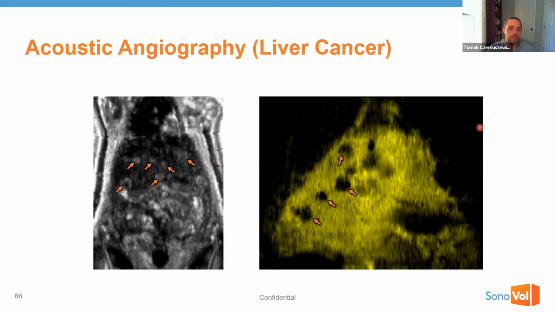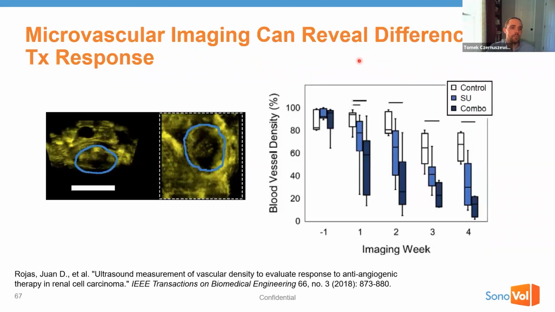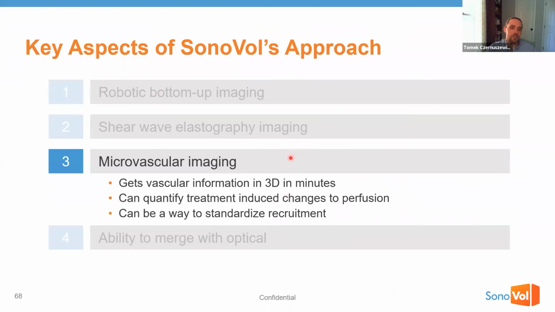HCC is something that is of interest. We've done some validation studies. As I said at the beginning of the talk, oncology was one of our primary focuses. We've done some validation studies demonstrating that these different vascular parameters can be used to evaluate response to treatment. In this case, we were treating with anti-angiogenic therapy and demonstrated that we can visualize the treatment working and destroying that vasculature in the tumor. So microvascular imaging is another avenue and another readout.